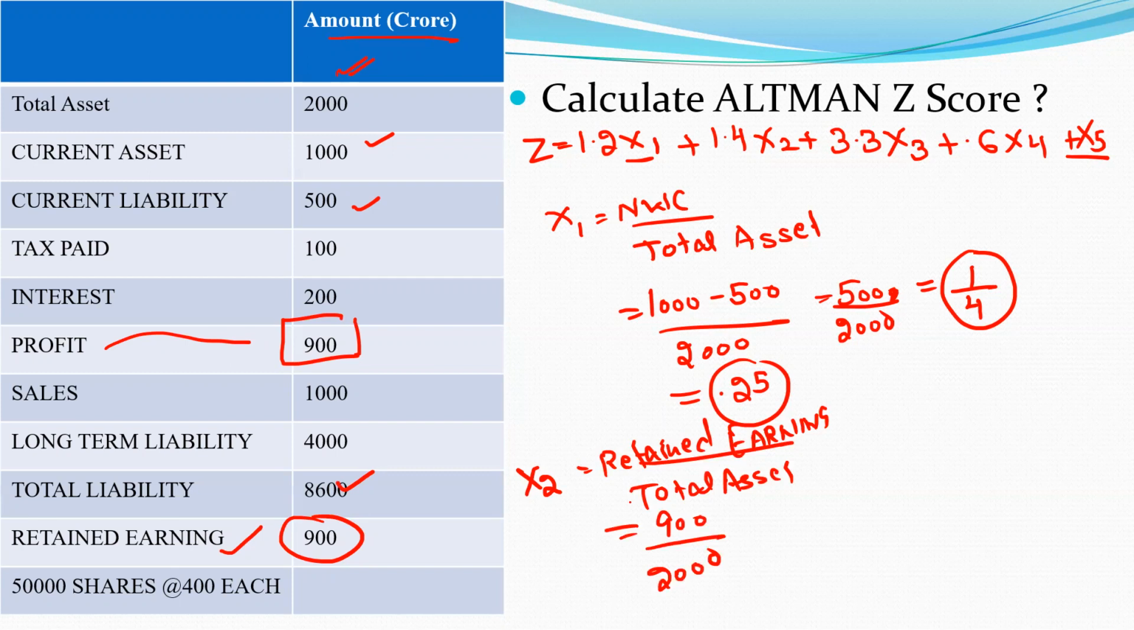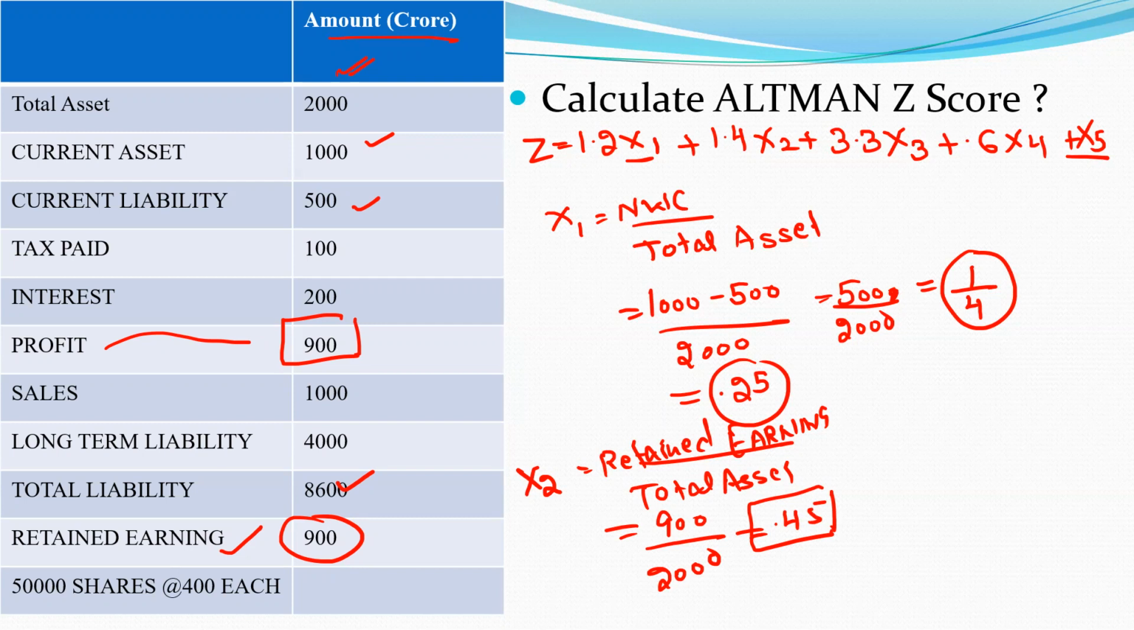So 900 divided by 2000 comes out to basically 0.45. Clear? So x2 comes out to 0.45. Hope it is clear to all of you. Now next one.